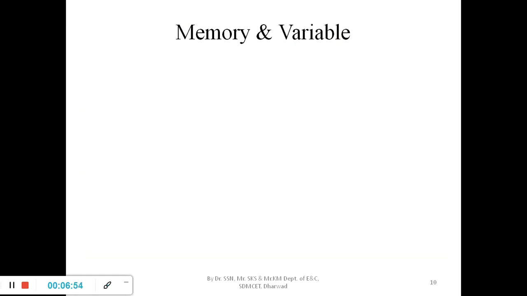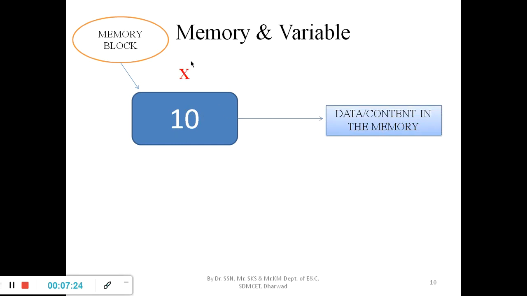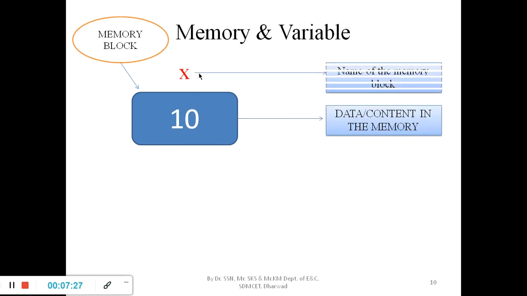Okay, now the first concept is all about how we declare a variable and how we store data in the memory. First and foremost, you have to assume a memory block. There exists one memory block, and now I'll try to store some data. In this example, I took 10 as the data, which is the content that is going to be present in my memory, and I will name this particular memory block X. So X is a variable, or X is nothing but the name of the memory block.